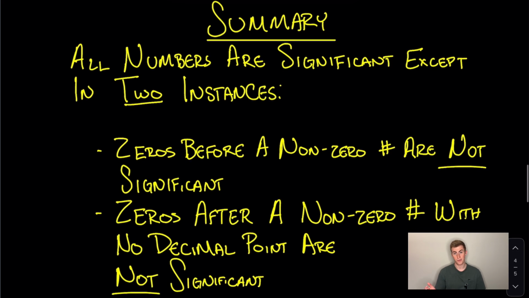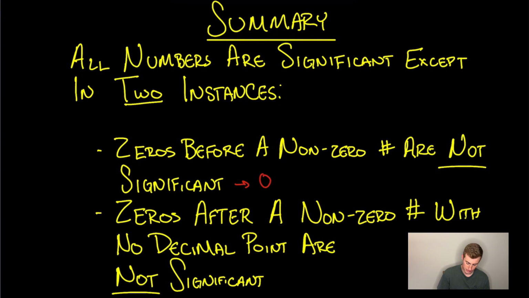We went over a lot of information today, and really all of this can be summarized into 2 rules. All numbers are significant except in 2 instances. 1, zeros before a non-zero number are not significant. So anytime you have a 0 before any non-zero digit, those numbers aren't going to be significant. So that's just the previous example that we went over. Pretty much I'll write down a little example here, like if you have these zeros before, those aren't going to be significant, but the 7 still will be.